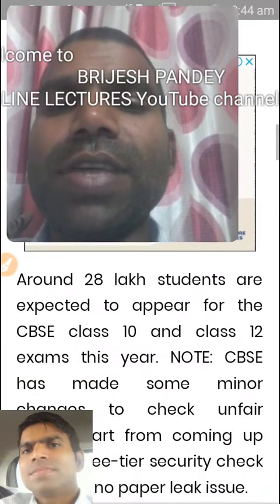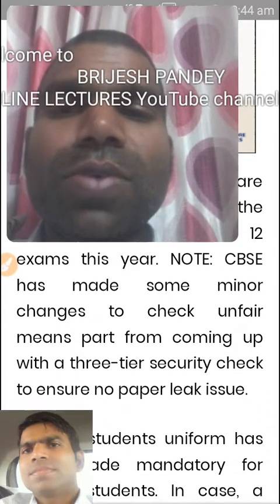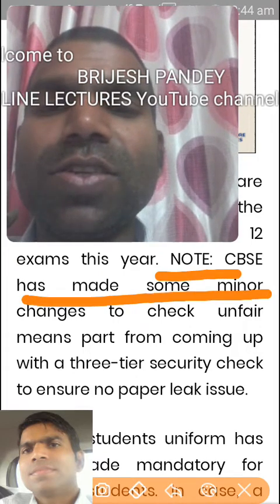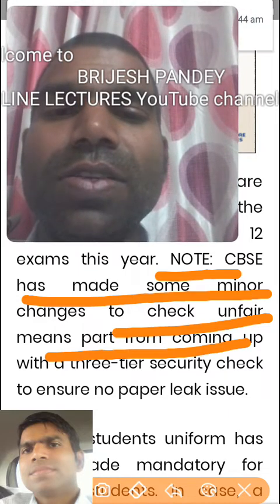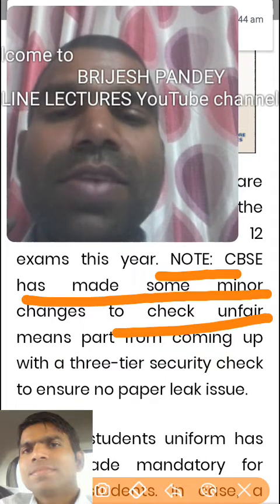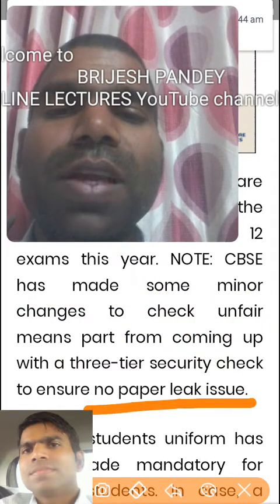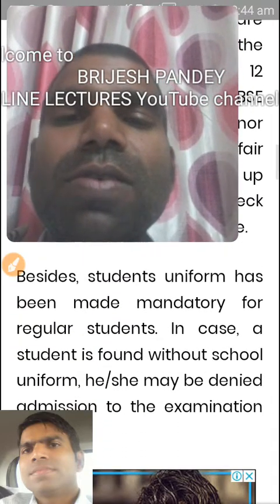So I can tell you the things. There is some note, and we should take care of it. CBSE has made some minor changes to check unfair means, apart from coming up with a 3-tier security check to ensure no paper leak. Every time we hear that there is a paper leak, this happened, that happened. So this time no paper leak is going to happen. For that, there is a security system set up by the CBSE board.